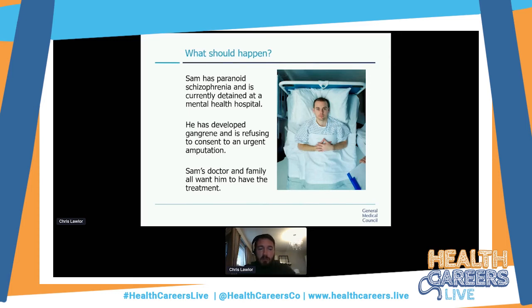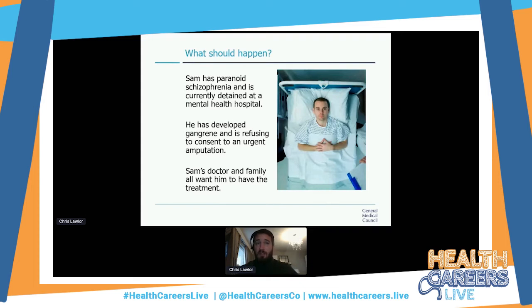And the interesting point about this case is that Sam's decision was actually proved to be the right decision because he made a full recovery. So very unexpected, and obviously not what the doctors were expecting. But Sam made this decision not to have the amputation, and luckily for Sam, he ended up making a full recovery. So things really did go in his favor.